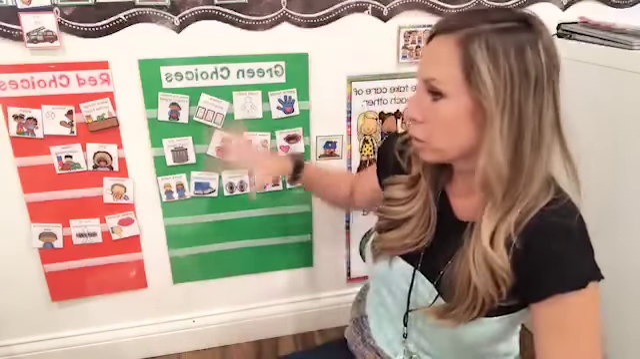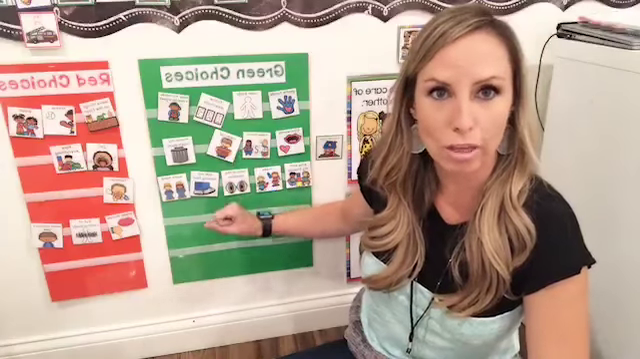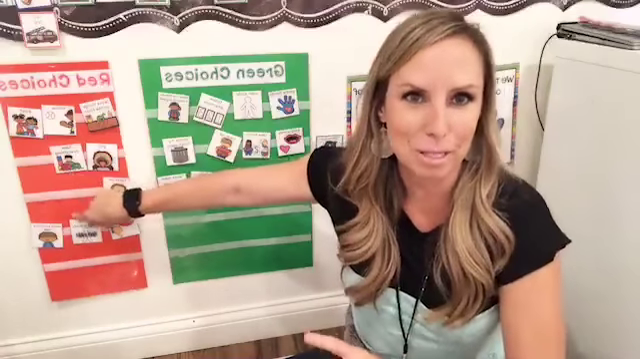So especially if you have kiddos with language delays, you don't want to give them too much language to process. So give them just the green choices that you know that you want to teach first, and give them the red choices that you know that you're seeing them do, but that you don't want them to do anymore. You don't want them to continue. And it could be too that they just don't know that you're not supposed to throw your friend the red marker.